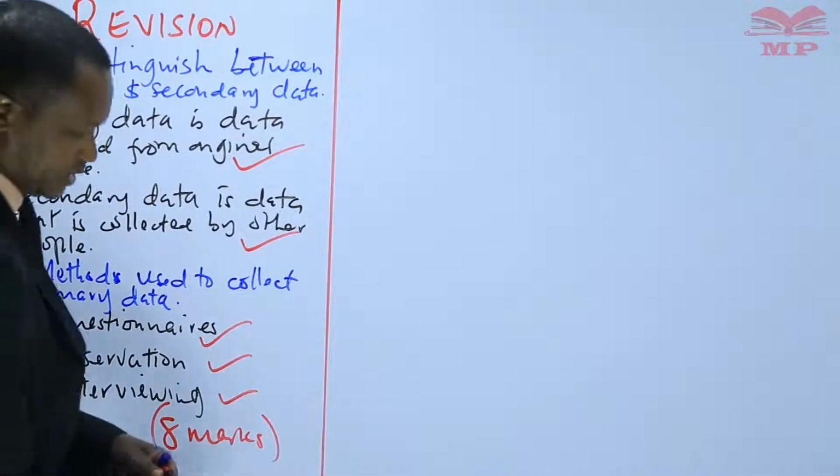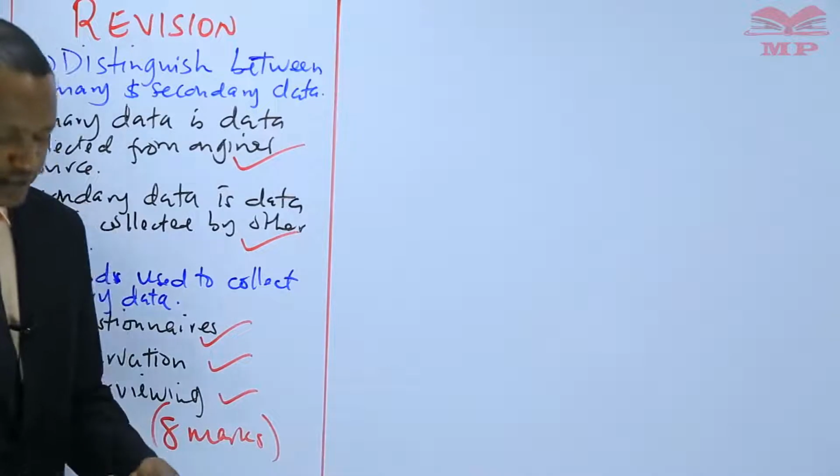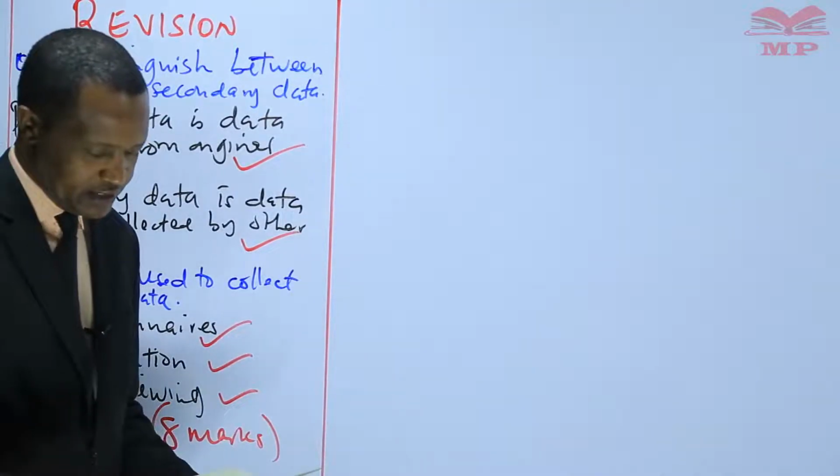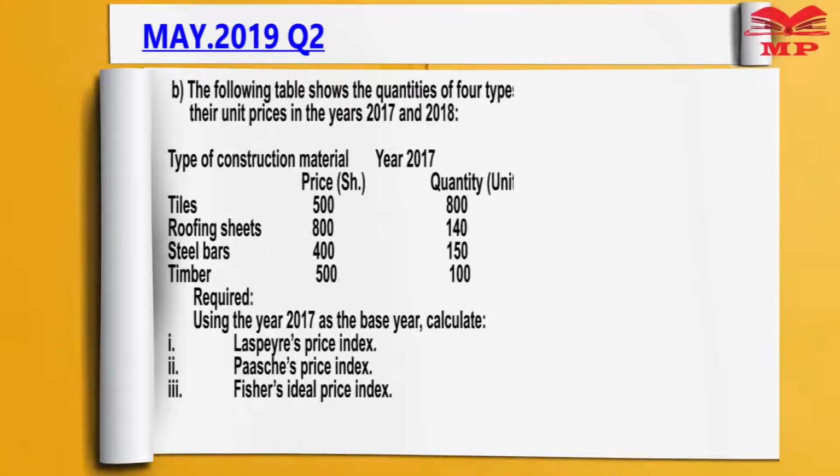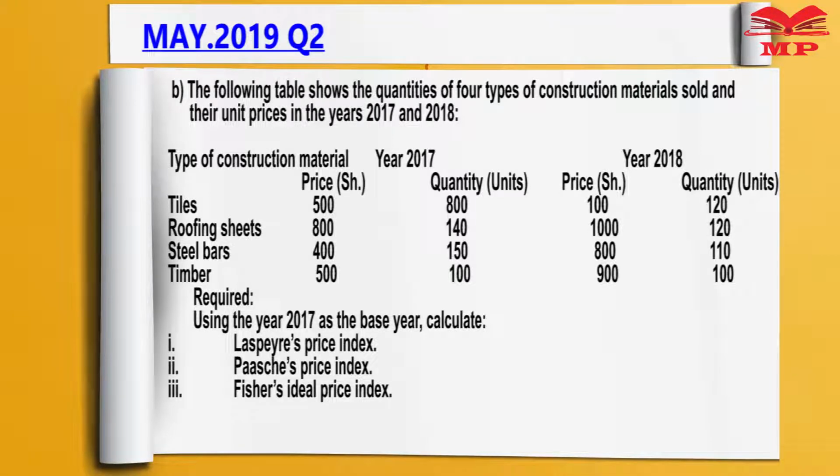8 easy marks. We will now answer part B, which says the following table shows the quantities of 4 types of construction materials sold and their unit prices in the years 2017 and 2018. So we have types of construction materials.